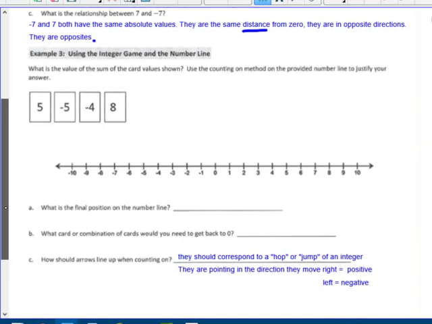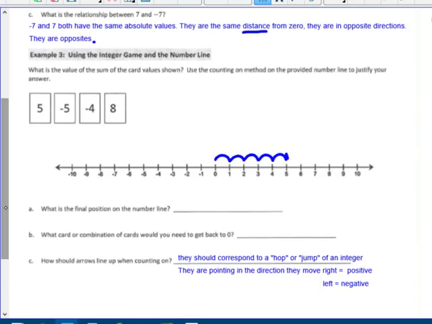So I'm going to start at 0, and you can either draw it like little hops or jumps over to 5, and I'm going to stop at 5 and draw a line. So that's my first card. Or you can draw it just a little bit faster. It goes a little faster if you just draw an arrow pointing to the right and stopping at 5.